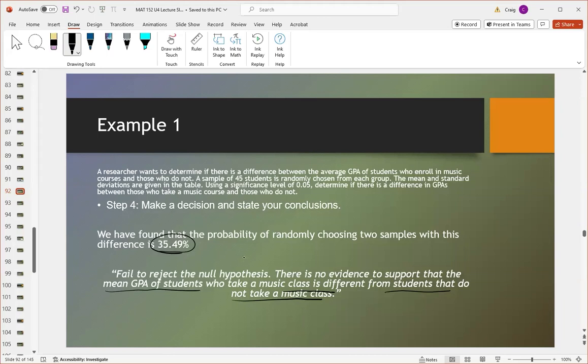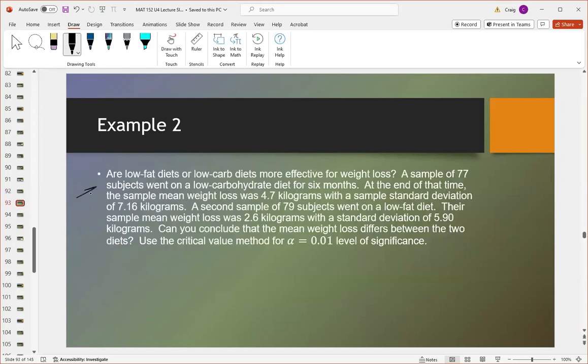Now I went through that example and showed you all of the steps already worked out. In the next example, we're going to do this one together. Are low-fat diets and low-carb diets more effective for weight loss? We have a sample of 77 subjects who went on a low-carb diet for 6 months, and they lost 4.7 kilograms. So their mean loss was 4.7 kilograms, their sample of 77, and the sample standard deviation of that group was 7.16 kilograms. We have a second mean loss of, well, the second group went on a low-fat diet.